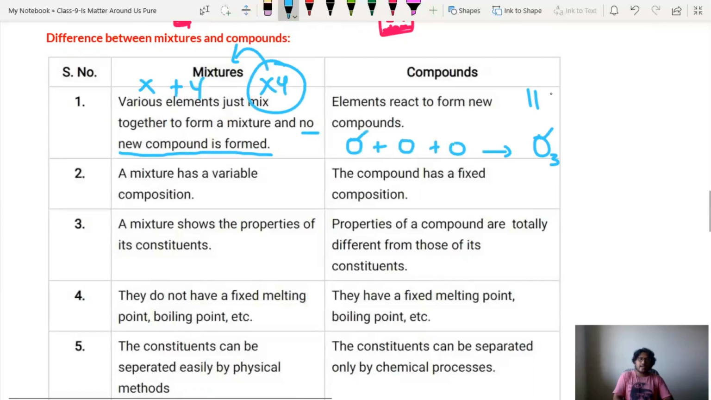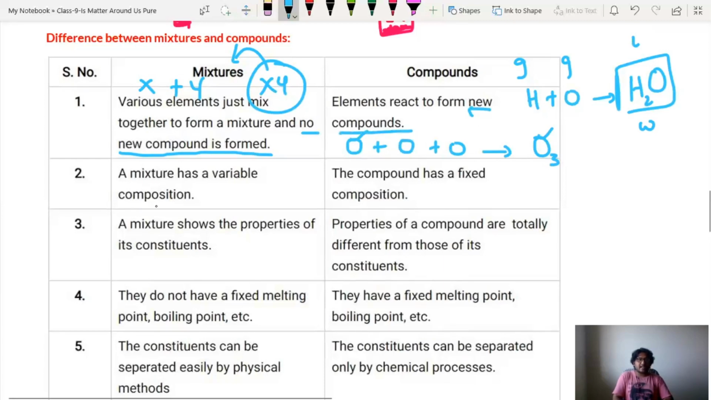You see hydrogen plus oxygen, hydrogen is a gas, oxygen is a gas, but we will get H2O molecule compound, that is water. It is in liquid state, right? Always a new substance is formed, new compounds.